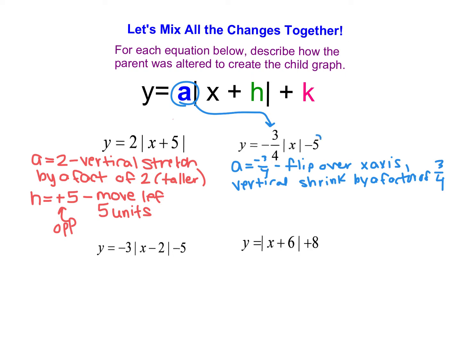Then out here, I notice that I'm adding a value outside of the absolute value, which corresponds with our K value. And so K is equal to negative 5. Then remember, K is my vertical up and down movement. So it's my vertical shift, and it corresponds just as we would expect. So this is going to move that parent graph in the vertical direction, which is negative. So we want it to be down 5 units. So there's the first two.